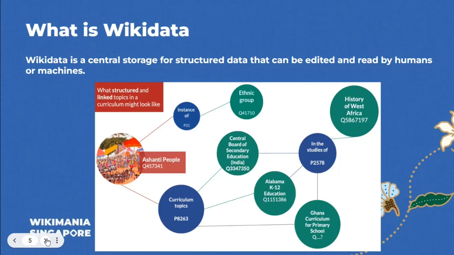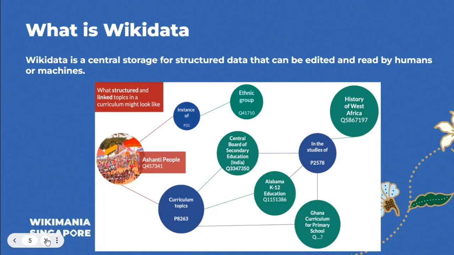And to do so, we decided to use Wikidata. Wikidata is technically a central storage of structured data that can be edited and read by humans and machines, and that's exactly what we needed. We needed a storage where we can put the curriculum data in a readable way for humans and for machines as well, so that we as people upload the data of the curriculums following the model that we will introduce.